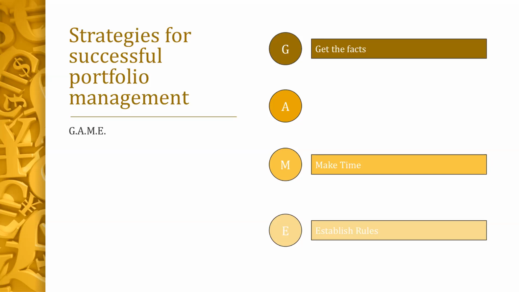So the fourth and last one is adjust. Now you have made time, you've gotten all the information you need about the stock you're trying to invest in. You have established rules, and you have the stock in your portfolio. Your portfolio is very well diversified, and everything is good. The next one is to adjust. And what do I mean by adjust?